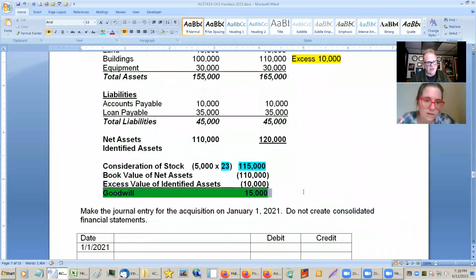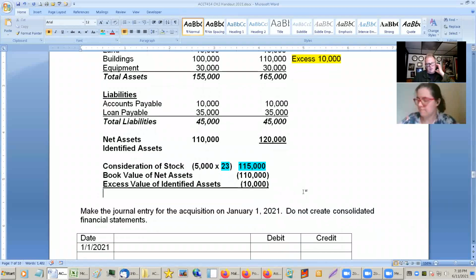And so here is the difference on this one. We have a book value of net assets equals. So we have a bargain purchase. I did this wrong. Gain on 5,000.